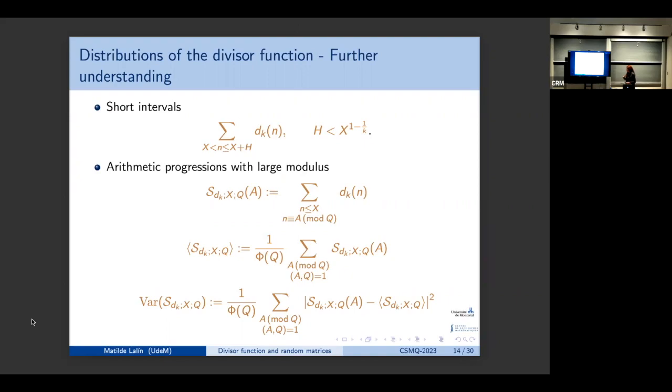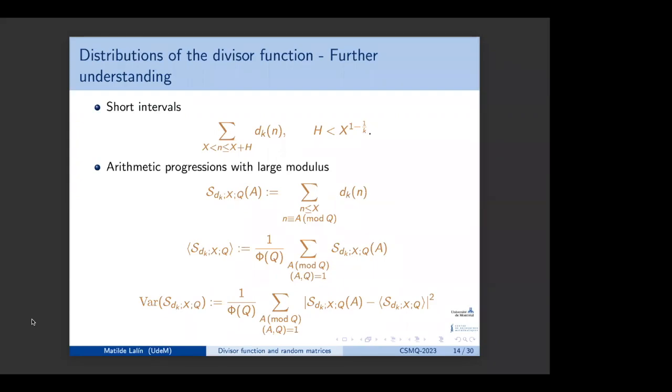So the problem I'm going to be focusing on and comparing with has to do with the second question. Let me tell you what we are considering. We are considering the variance here, because we want to understand this error term. The way we compute the variance is by taking the sum, subtracting the average, taking the square, and summing over all the classes that are coprime to Q. So when you look at N modulo Q, you don't want the cases where you can simplify further, where A and Q have some common divisor. So you're going to look only at A coprime to Q, both for computing the average and for computing the variance.